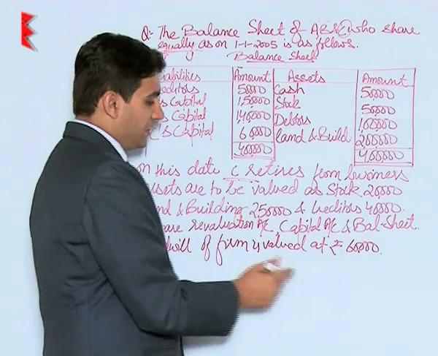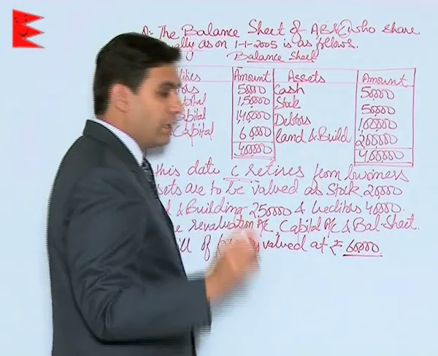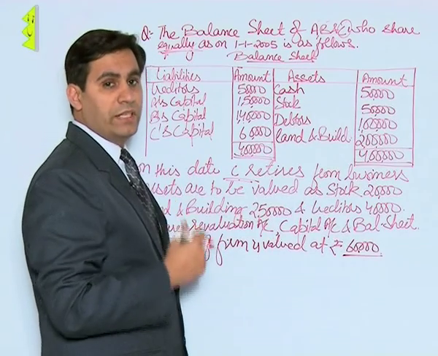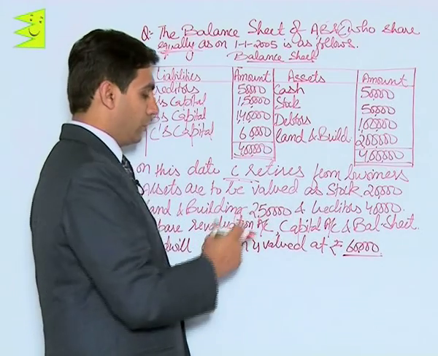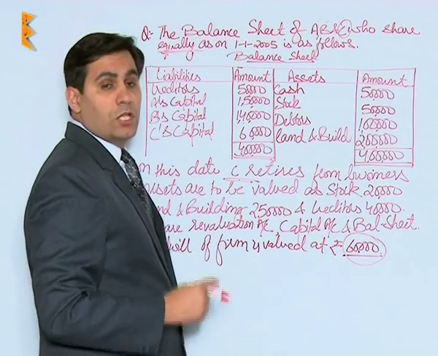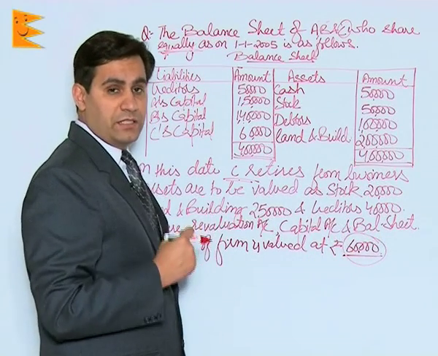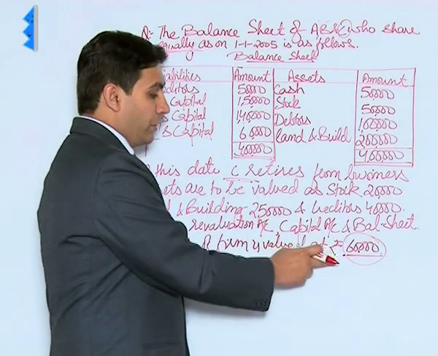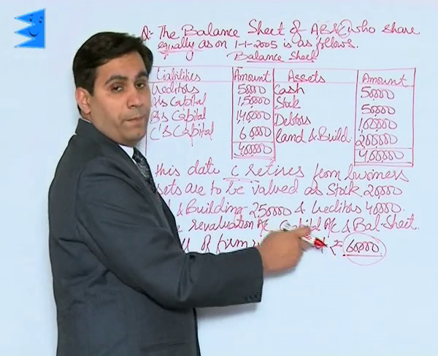The goodwill of the firm is valued at 60,000. That means the share of the goodwill of the retiring partner is to be based on the goodwill of the firm, which is rupees 60,000. So let us come to the first step, that is to calculate the gaining ratio and how to treat the goodwill of the retiring partner.